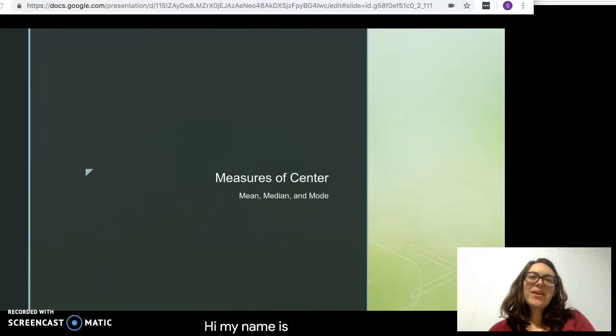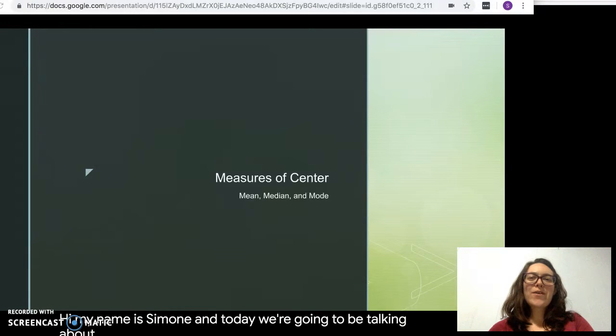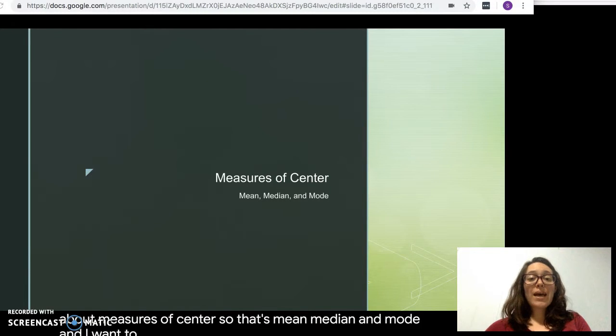Hi, my name is Simone, and today we're going to be talking about measures of center. So that's mean, median, and mode. And I want to start by asking the question, what is a measure of center?